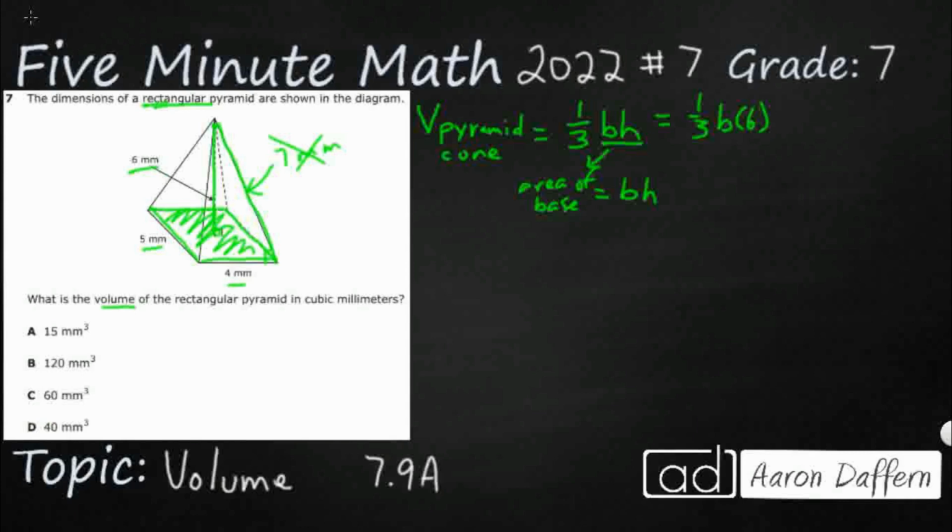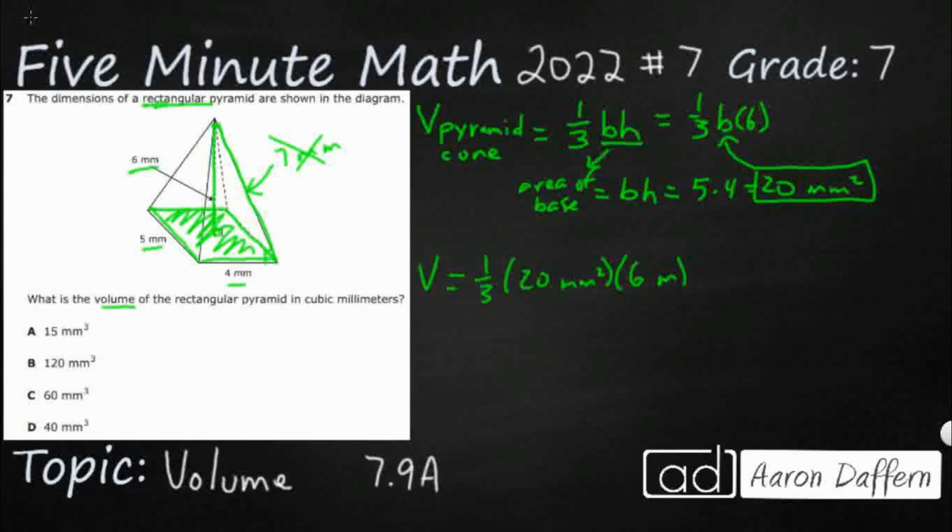Okay? So your base times height is going to be 5 times 4, so that's 20. All right, so we get 20 square millimeters here. So we need to take this 20 right here, and we're going to shove it right back into that up there. So let me rewrite this. My volume is going to equal 1/3, 20 square millimeters, and then I've got my height of 6 millimeters.